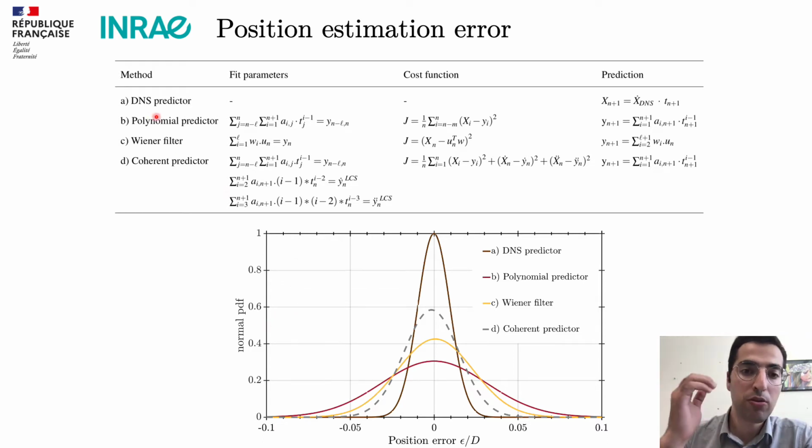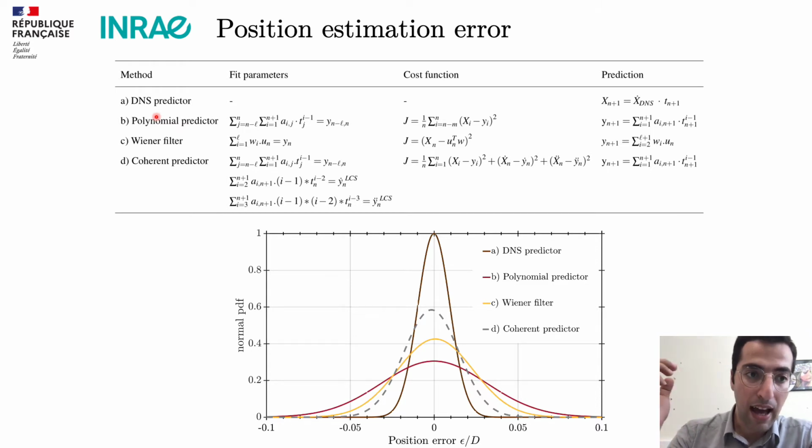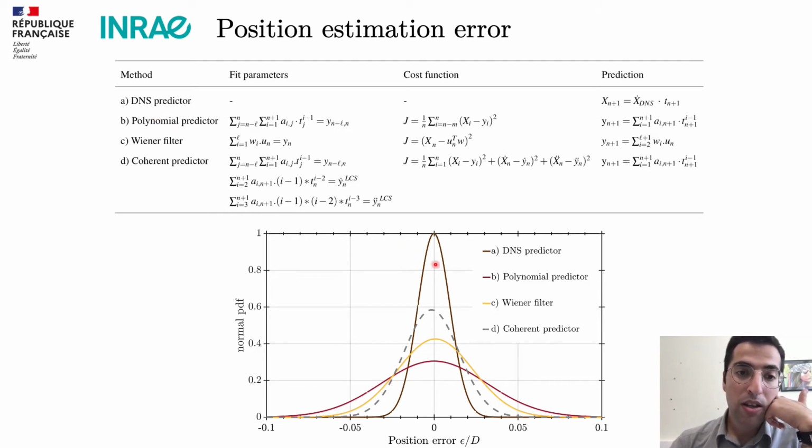Let's assume the DNS predictor is the reference that we have in this case. You can see that even by knowing your ground truth velocity, you still have error in your position because of this term, because your time separation is not exactly your DNS time separation. In a real experiment, our DT is much larger than the DT DNS. That's why we have this distribution.